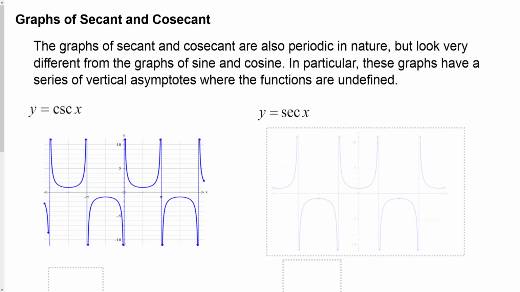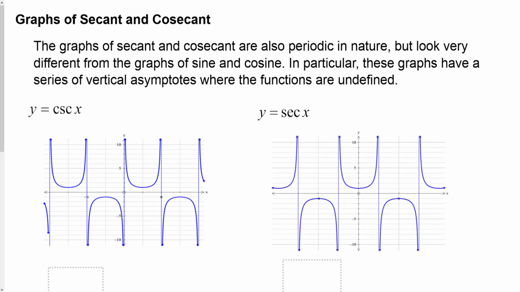Y equals secant of x looks very similar to cosecant. In fact, the only difference is phase shift. If you think about how sine and cosine are related, they look almost identical, except for a phase shift as well.